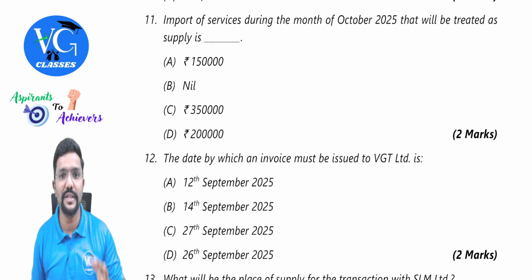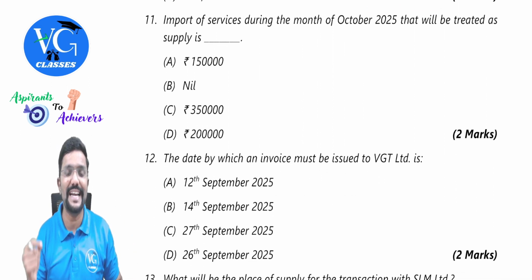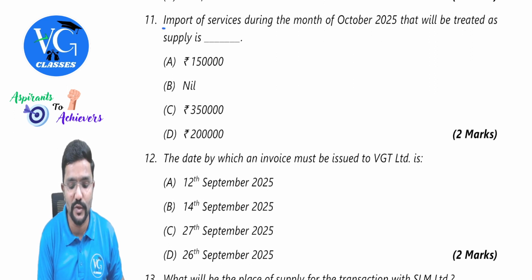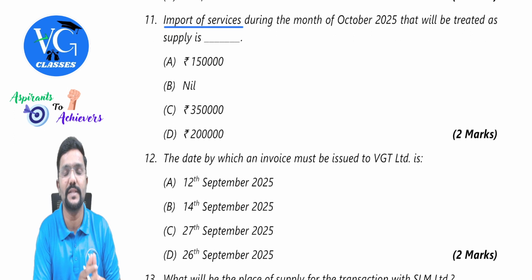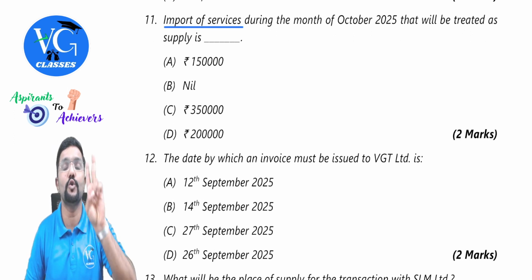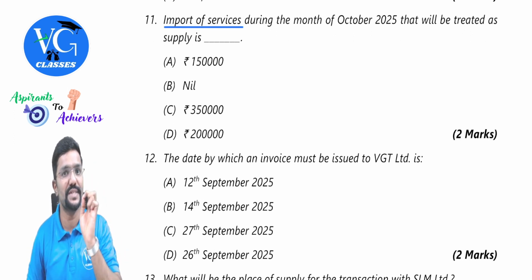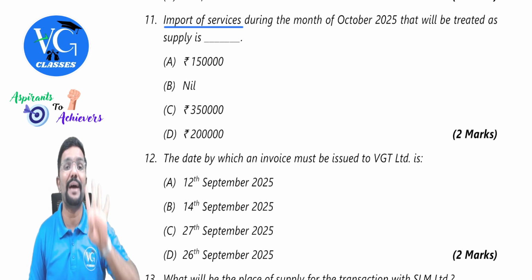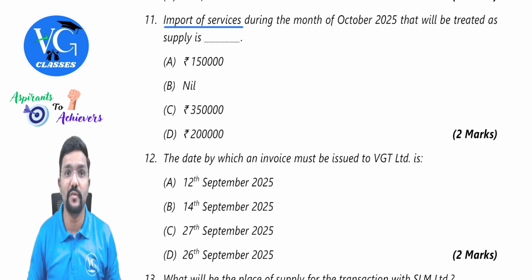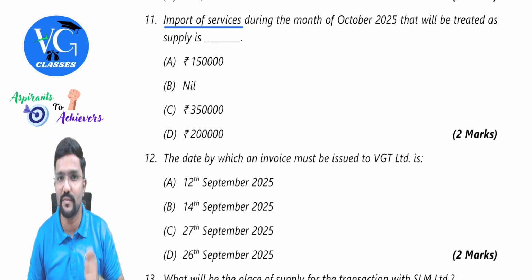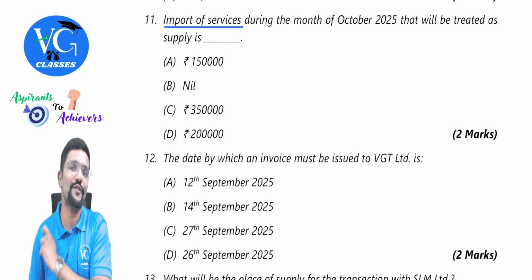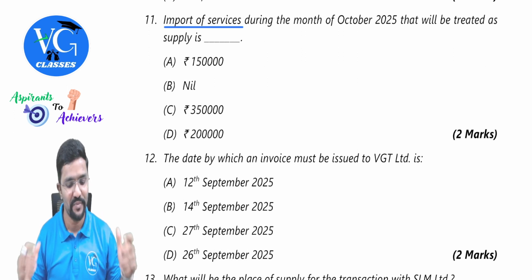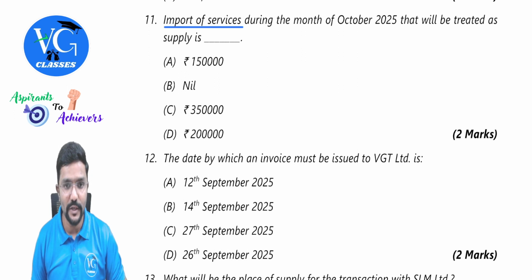Import of services during the month of October that will be treated as supply is okay. This question is with respect to import of services. Whenever we are deciding whether the import of service is supply or not, we need to refer to two provisions, guys. One is section 7(1)(b), the other one is para 4 of schedule 1. That is, even without consideration, import of services will be a supply, but only if import is from a related person or establishment outside India in the course or furtherance of business. Yes, sir.